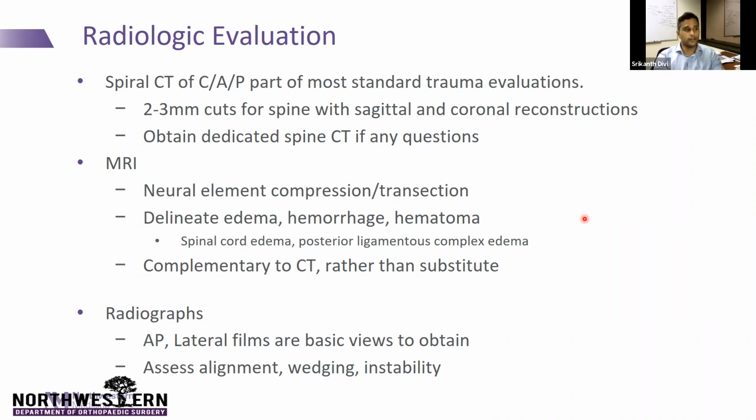Radiographs are good to obtain, and even if you have spiral CT and MRI, I'll still get radiographs because, for example, let's say it's an instability picture, you can use radiographs to track the patient over time. For example, if you place a patient in a brace and you want to see their degree of collapse or kyphosis over time, assessing their alignment is helpful with radiographs.